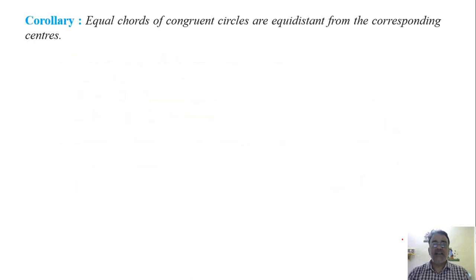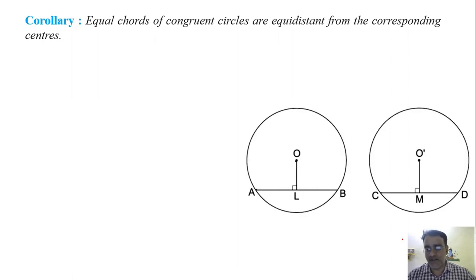Next, equal chords of congruent circles are equidistant from the corresponding center. This is the extended part, the corollary. The same theorem is applicable for congruent circles also. See the congruent circles with centers O and O dash, and AB is equal to CD. Now we have to show that OL is equal to O dash M. Here also we will do the construction as we did before: join OA and O dash C.